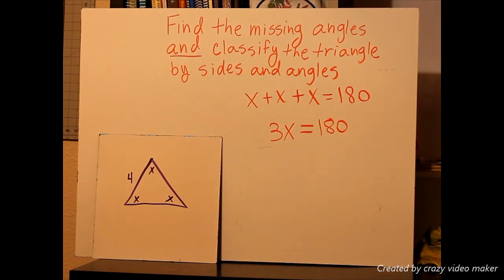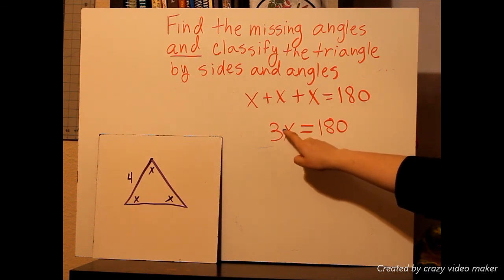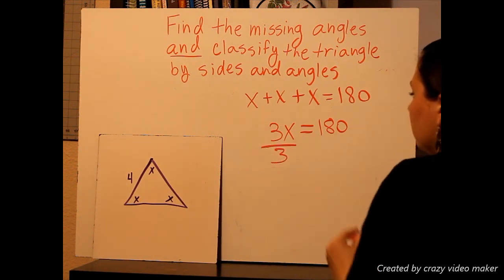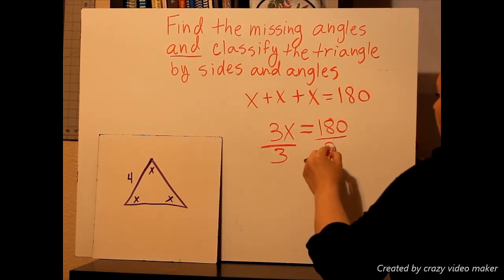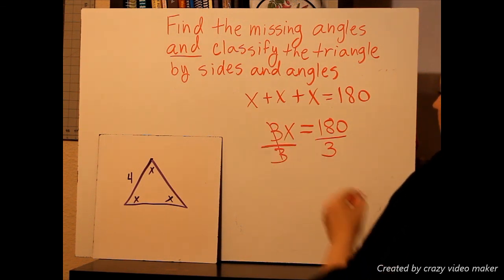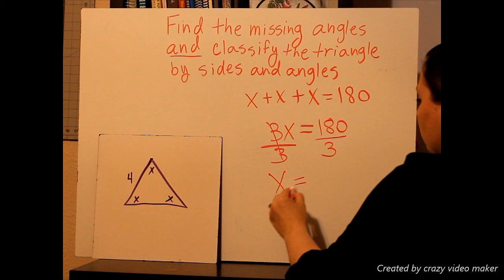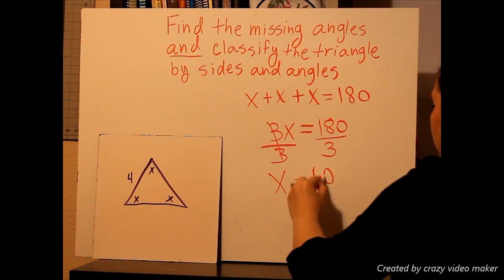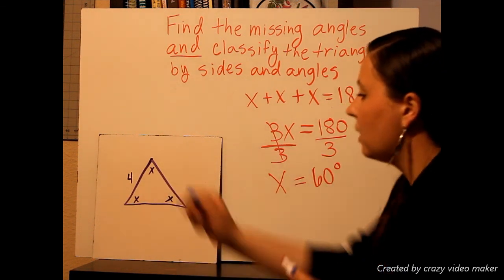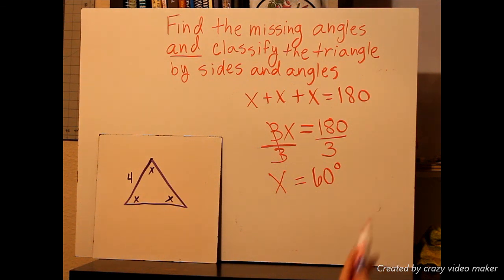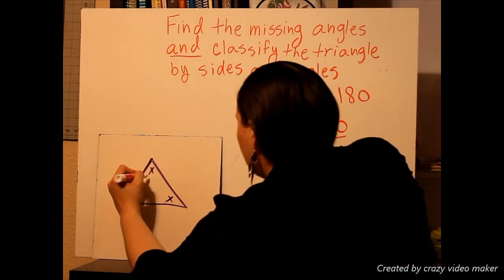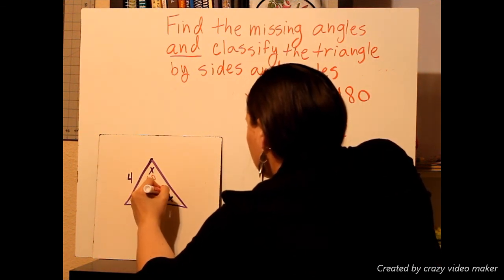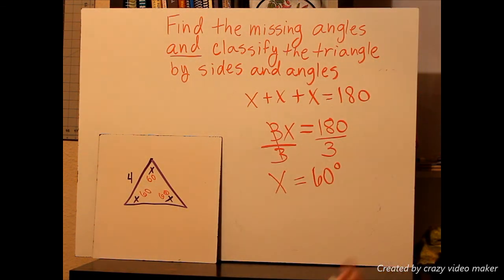Now, how do I solve this? The 3 in front means we're multiplying by 3. So I have to divide by 3 to get rid of the multiplying by 3. So divide by 3 on both sides. The 3 and the 3 cancel out. X is equal to 180 divided by 3, which is 60. So I know that X, each of those angles, is 60 degrees. So we label 60, 60, and 60. Okay, all three angles are 60 degrees.